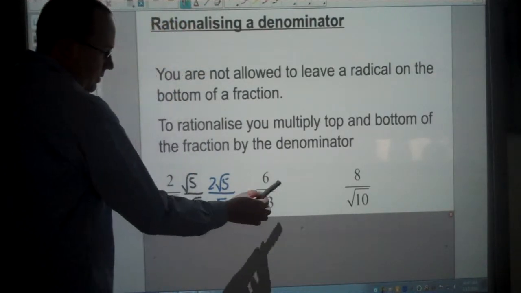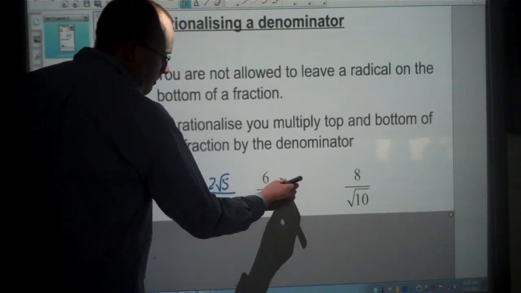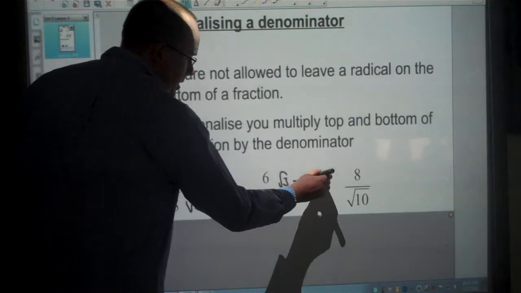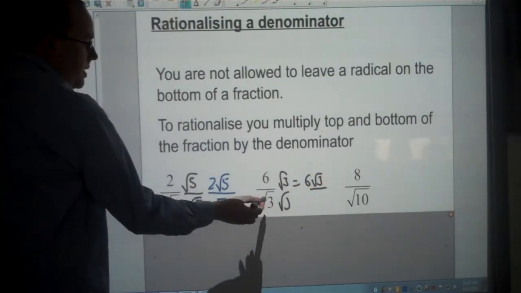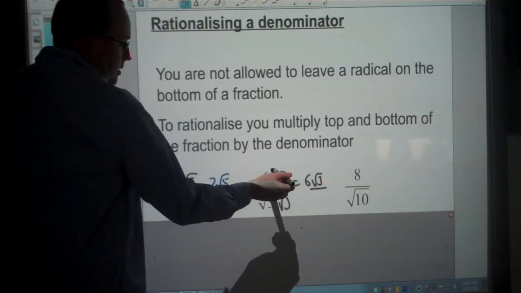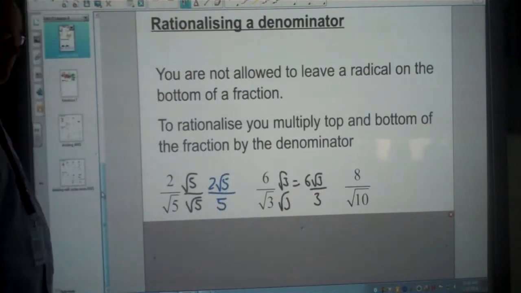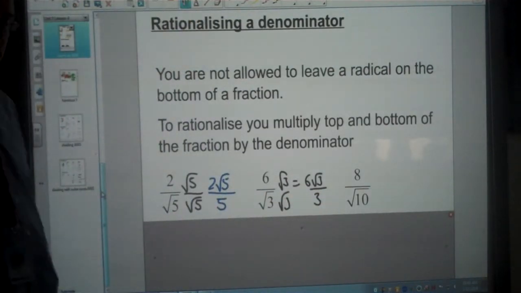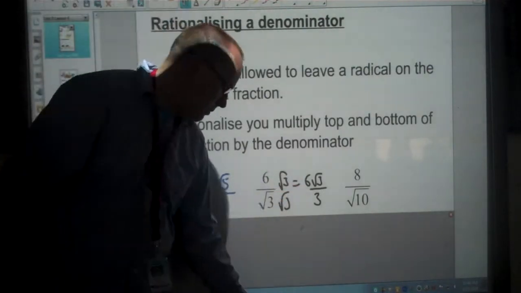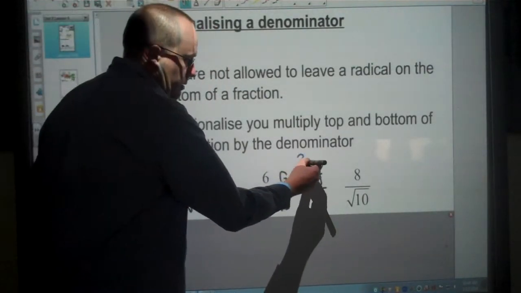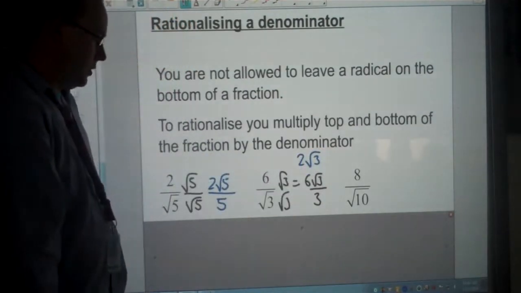Now if we go to the next one, same thing, times top and bottom by radical 3, so I have 6 radical 3. Once again, I can't simplify because they're not like terms. Radical 3 times radical 3 is 3. Now this one I can actually go a little bit further on with simplifying, because 6 divided by 3 is 2. So I can leave the answer as 2 radical 3.